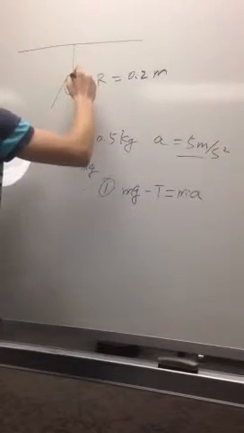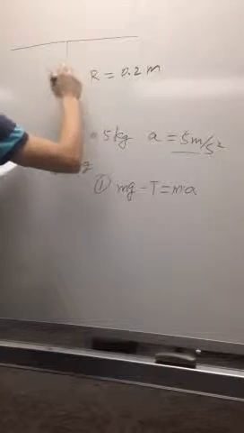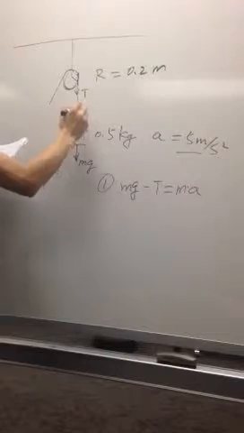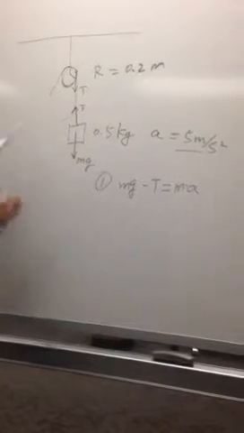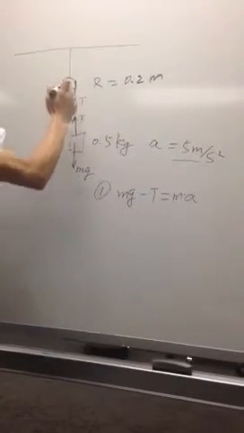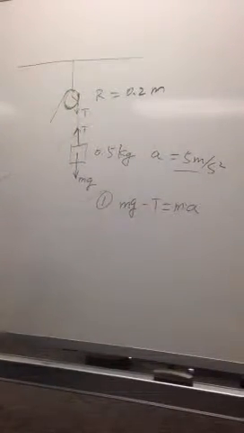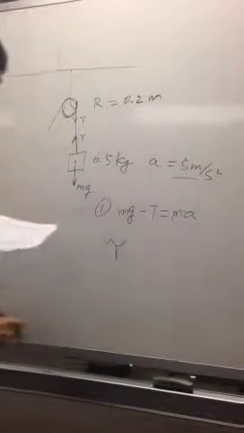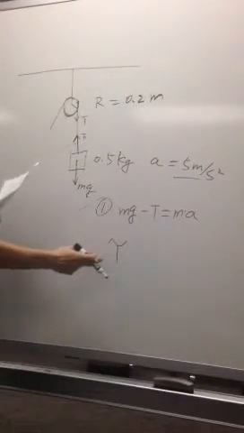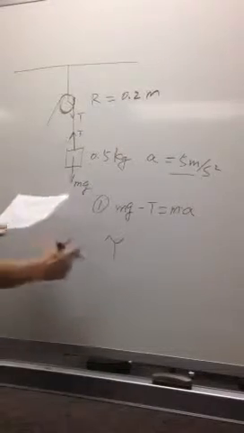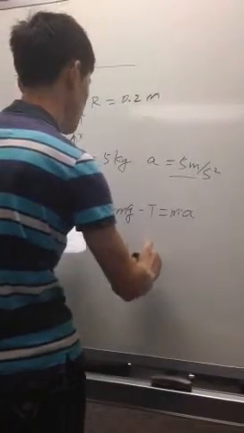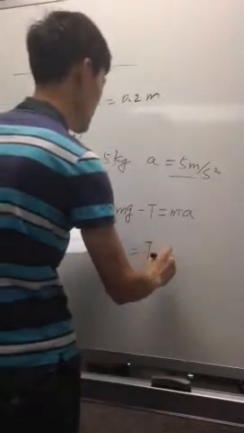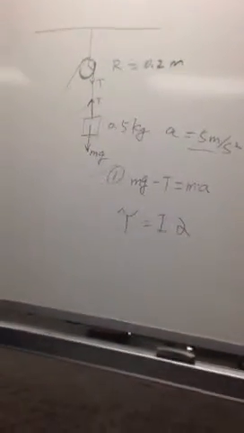And then from here, on this wheel, we know there is a force also equal to this T, right? The tension is T. Tangent to this wheel. Remember the formula? How do you call this? Torque. Yeah. So torque is equal to the moment of inertia times the angular acceleration, right?